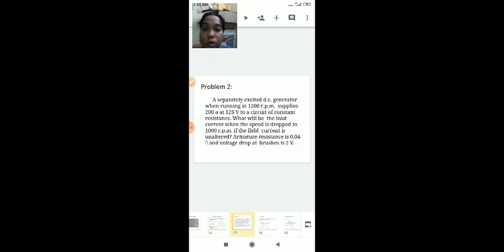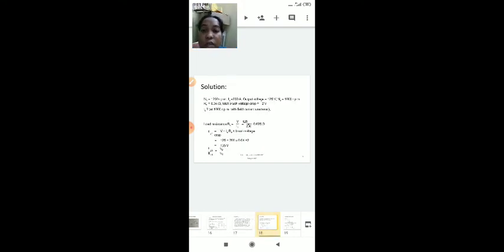This is a problem related to a separately excited DC generator. N1 is given as 1200 rpm, it supplies 200 amperes current at 125 volts. What will be the load current when the speed drops to 1000? Okay, they are given N1 and N2. So this is the relation for this problem.